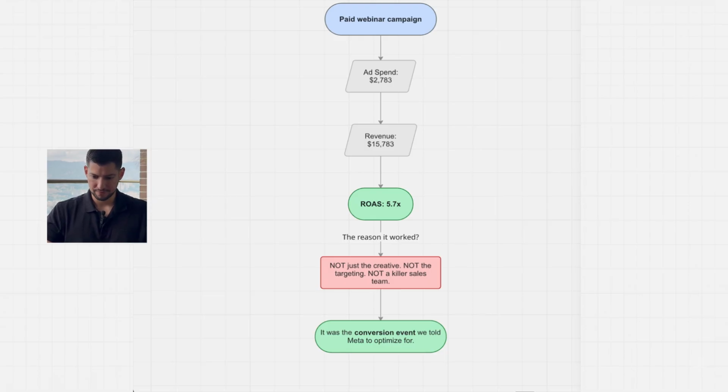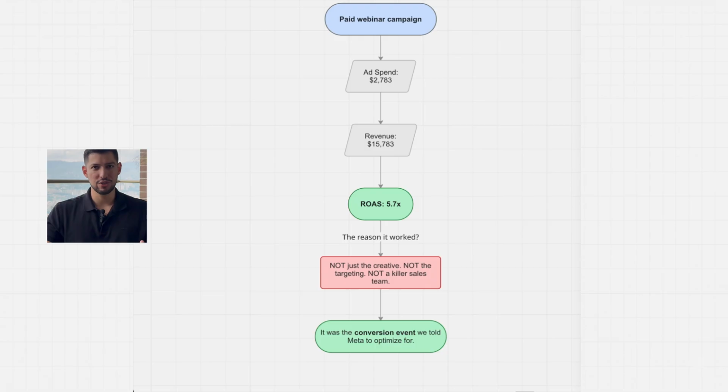That was the offer. But the reason that the numbers ended up looking like this, as you can see, with a 5.7x ROAS, and by the way, I'll show you the stats at the end too, is that basically 95% of the buyers showed up to the webinar, and then a third of the room ended up booking a call.